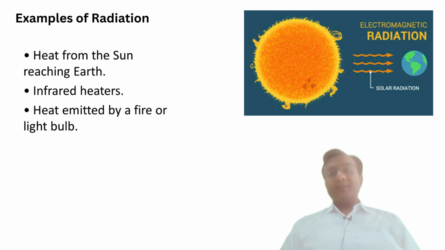Finally, consider the heat emitted by a fire or a light bulb. When you sit by a campfire, you feel warmth from the infrared radiation it emits, even if the surrounding air is cool. Similarly, an incandescent bulb radiates heat alongside light. These examples show radiation's ability to transfer heat over distances and through a vacuum.